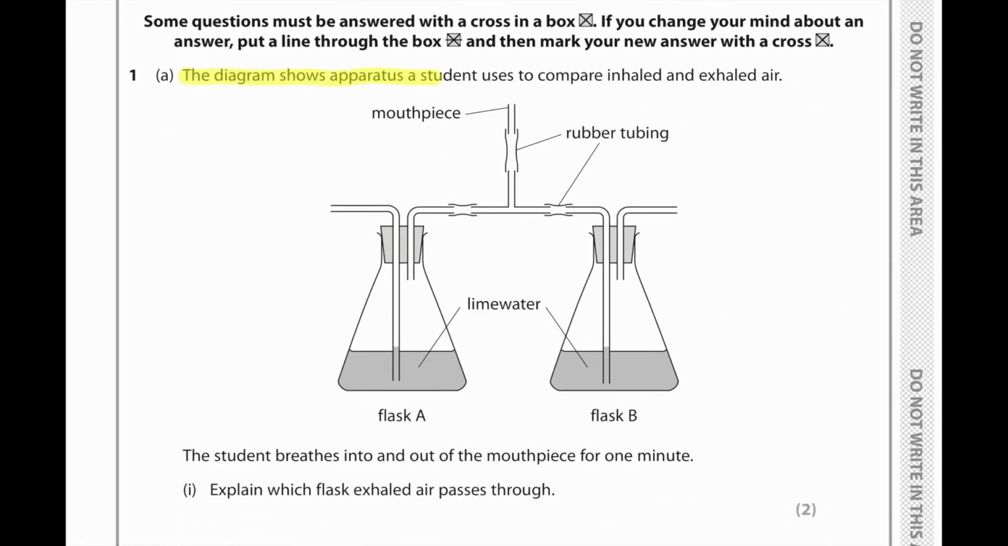Question number 1. The diagram shows apparatus a student uses to compare inhaled and exhaled air. We can see the mouthpiece. We can see the mouthpiece is connected to a rubber tubing, and we can see the lime water. There is flask A and flask B.